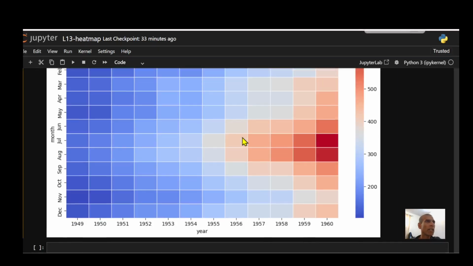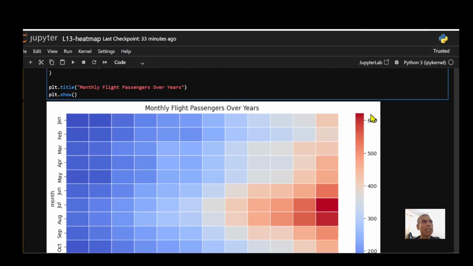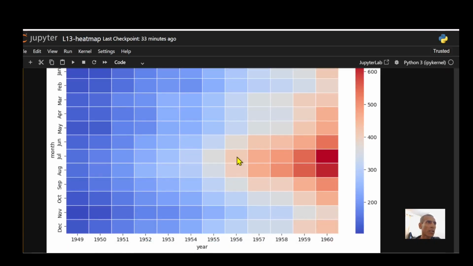All right. So here you can see that your high numbers, 600, will be this color, and you can see that those colors are in this area right here. So that tells me that from 1957, 1958, 1959 to 1960, in the months of August and July, the number of passengers kept increasing. They were increasing in this range right here, and they were kind of low over here, but they increased over here in this range.